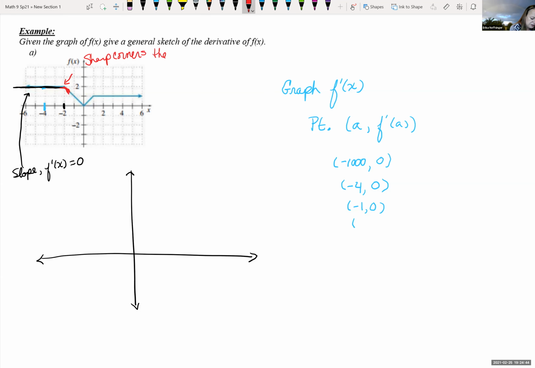So sharp corners, there's a couple places where we have sharp corners. So at x equals -2, x equals 0, and x equals 1. So sharp corners, recall the derivative does not exist. So the values where it doesn't exist, we're going to put open circles at those points.